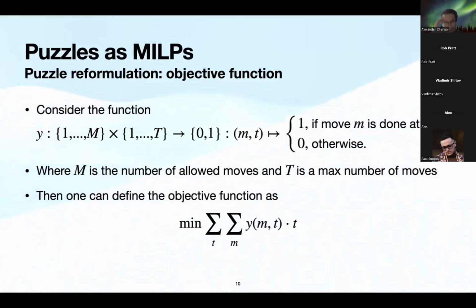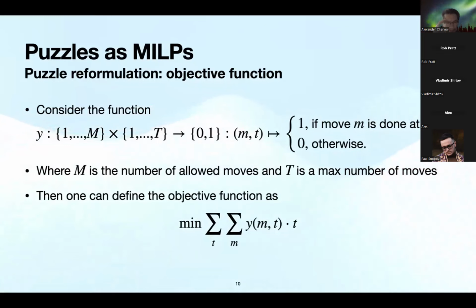So we can consider the following function y, which goes from the product of two sets, 1 to m, where m is the number of allowed moves, and 1 to t, where t is the max number of moves which we can allow to do. Basically the God number, if we can say so. And this is a binary function.